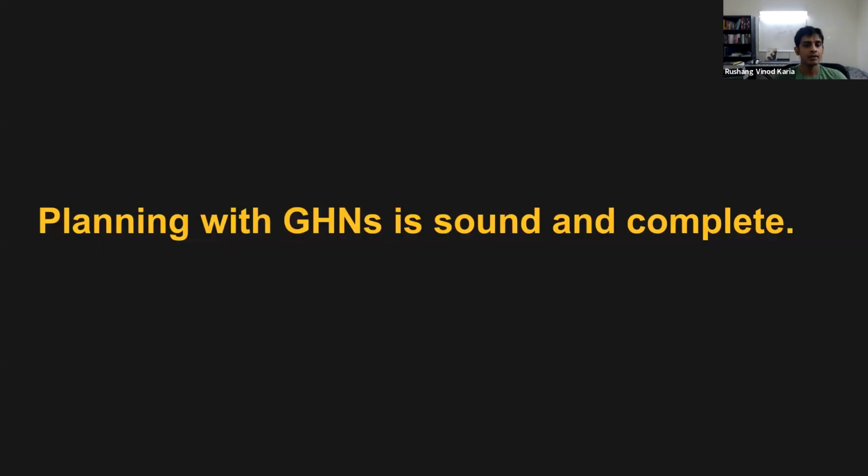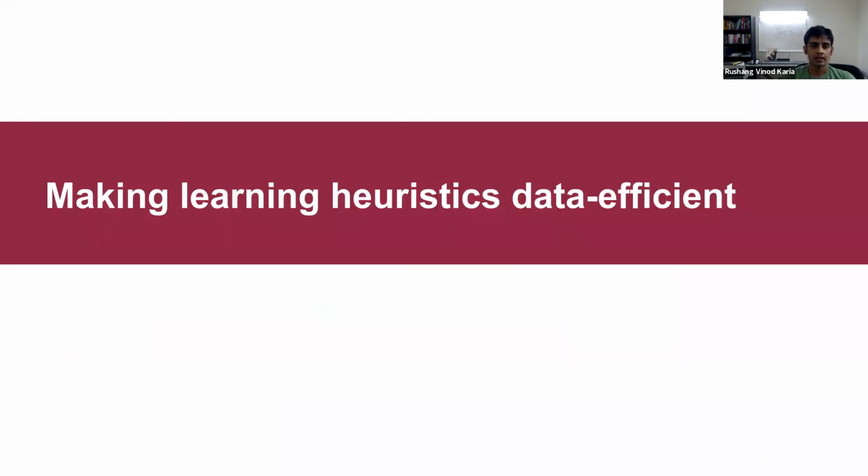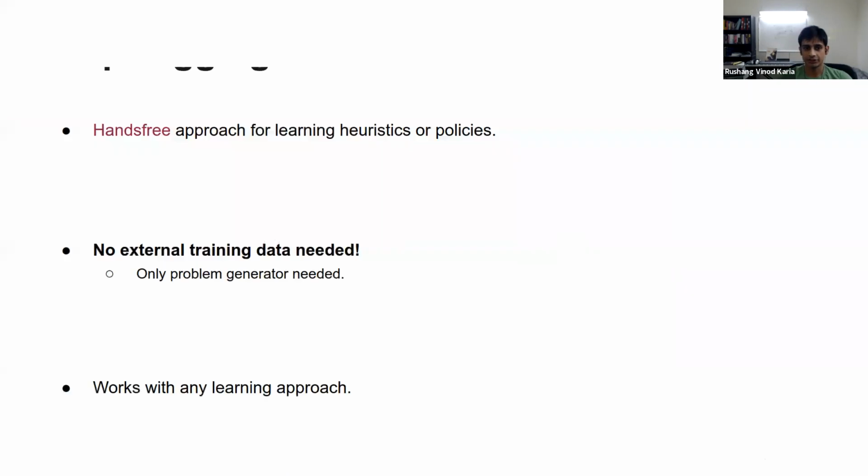One important property when using the outputs of these two networks is that planning with GHNs is sound and complete when the underlying algorithms are sound and complete. So we do not alter the properties of the underlying algorithms. So with that framework or machinery in place, now we look at how we make learning heuristics data efficient.